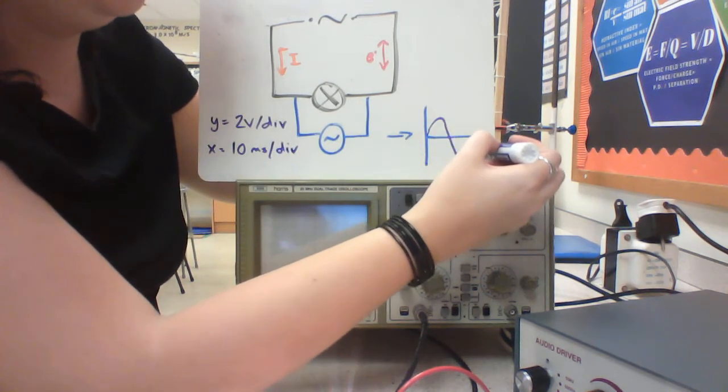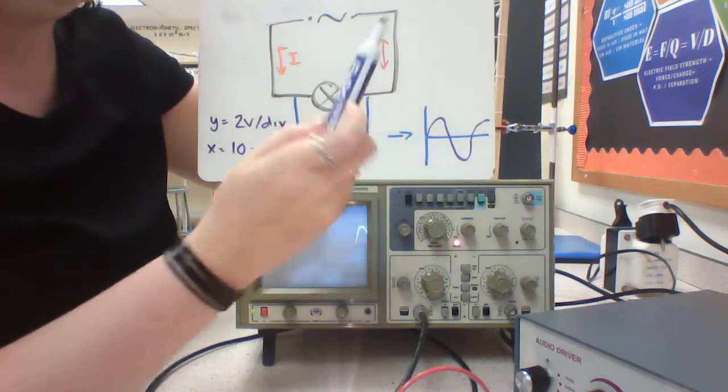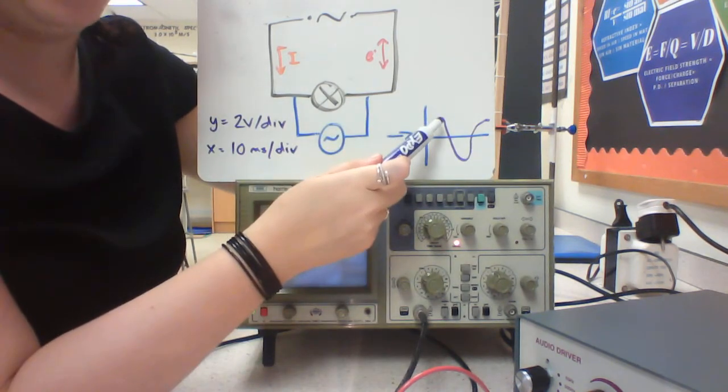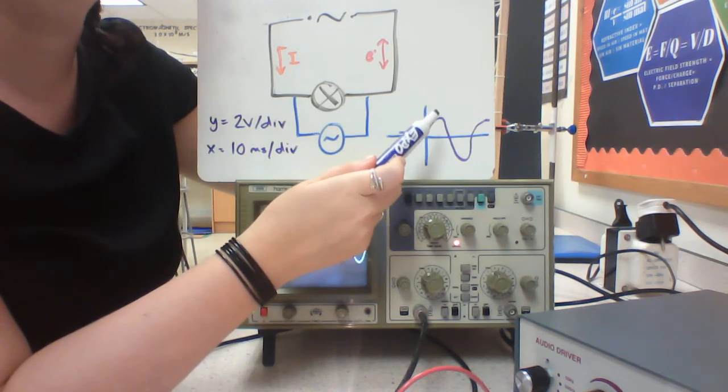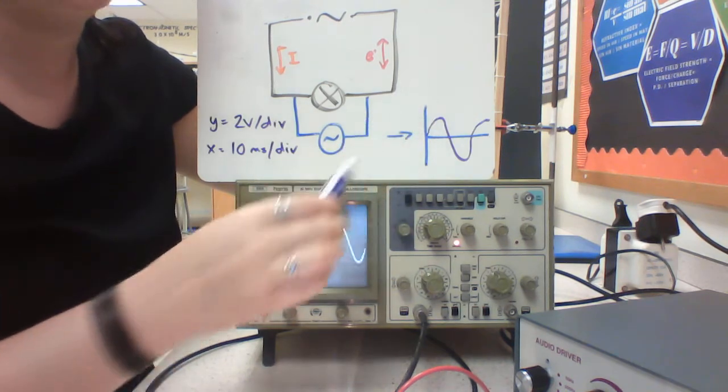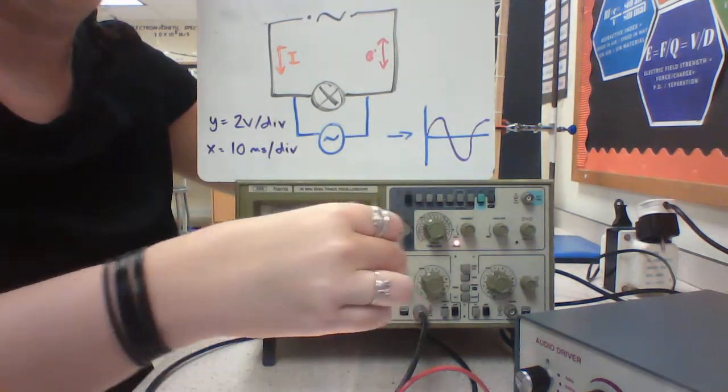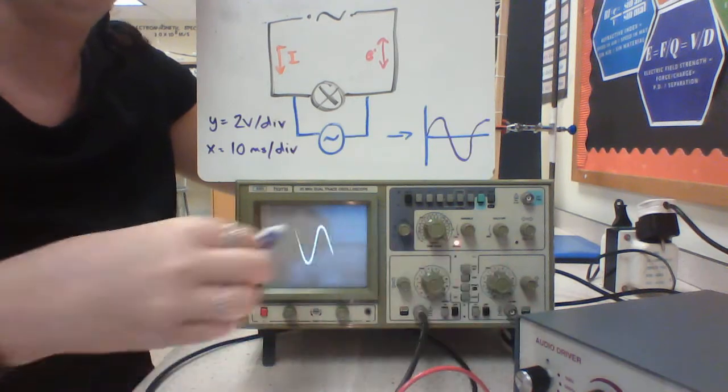Curve, curve, curve. So what's happening when the electrons are moving? You get a peak when the electrons are at their maximum amplitude of their oscillation. So when they're oscillating back and forth, a peak is when they're here or here.